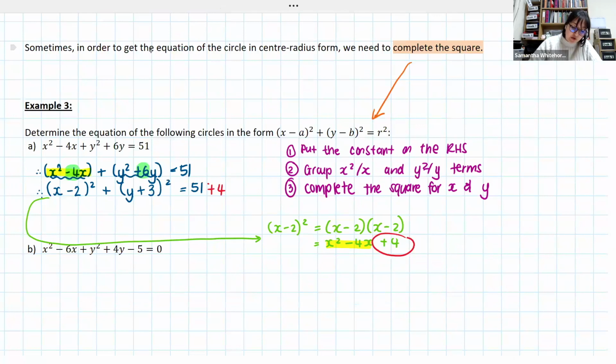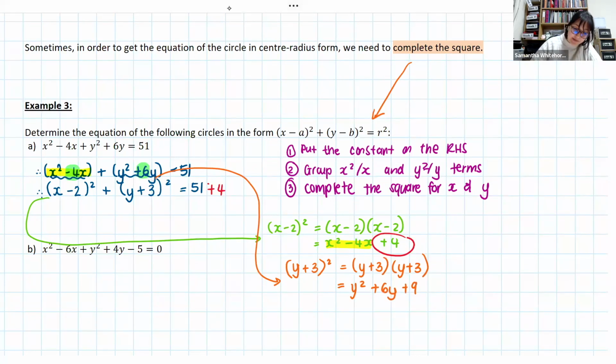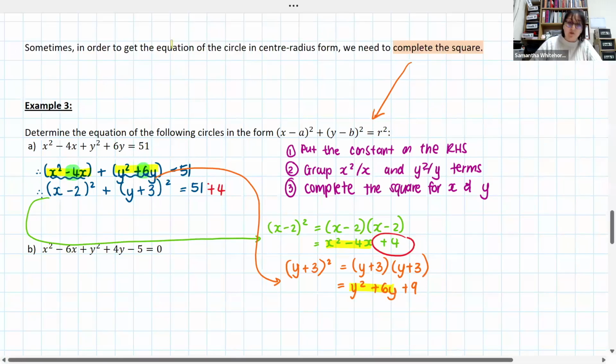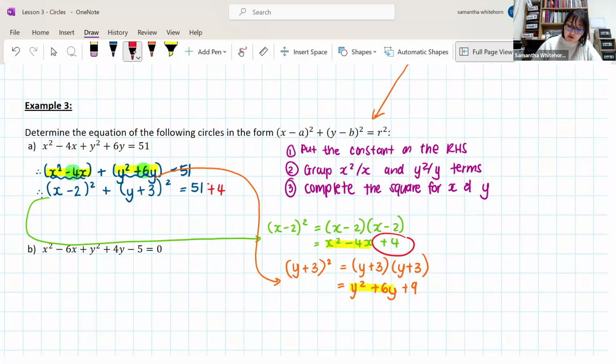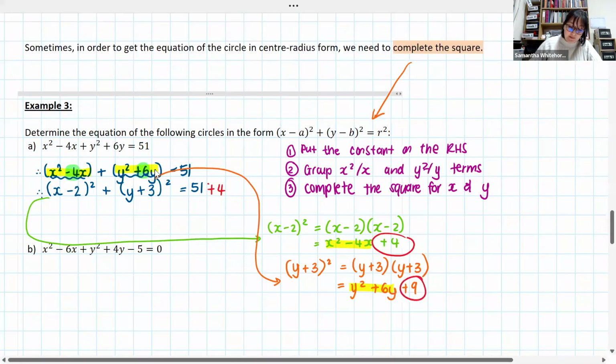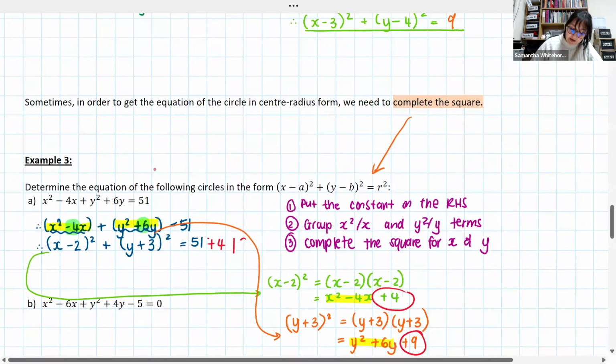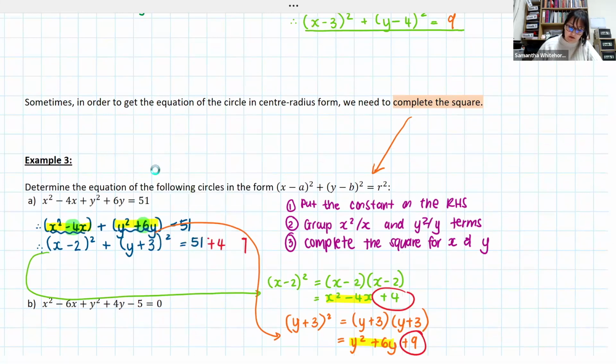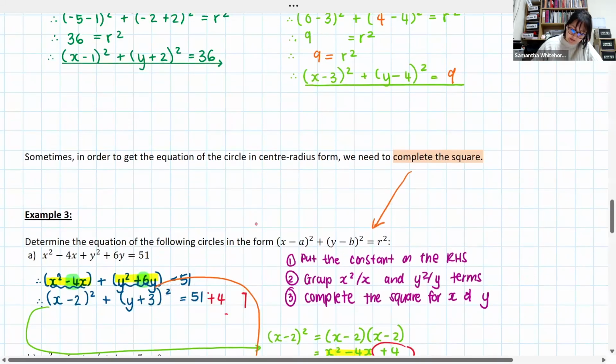The same thing is going to be true with the y. So if I take this y situation, I'm saying y plus 3 squared, which is y plus 3 times y plus 3. And so I've got y squared plus 6y plus 9. Again, I already have y squared plus 6y. What I've now added to the situation is a plus 9. So if I'm going to add 9 on the left, I have to add 9 on the right. Let's sort out that situation.